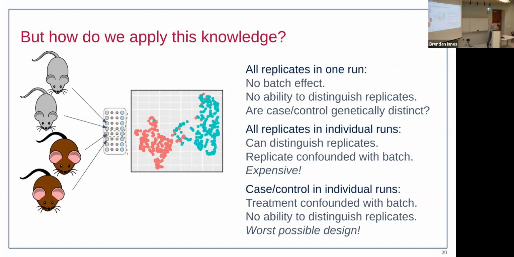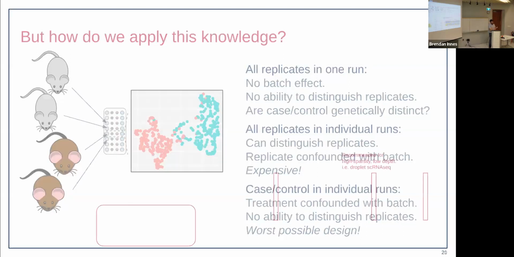Finally, you do your case and control in individual runs, which unfortunately happens more often than it should, because treatment is now confounded with batch, which makes things hard. But sometimes that's the only way to know which one was treatment and which one was control if you don't have some genetic marker for which is which. But you still have no ability to distinguish between replicates. So the statisticians were like, hey, this is an easy to fix problem, but practically speaking, the way we design our experiments, this is not. So there are some solutions.